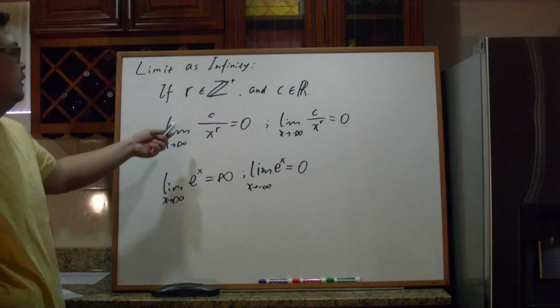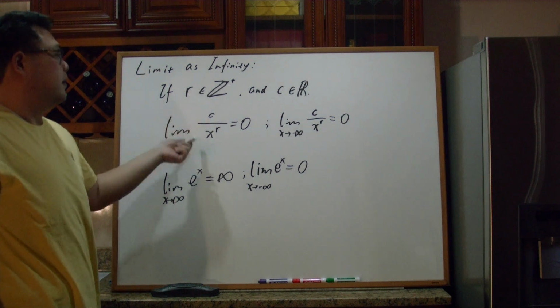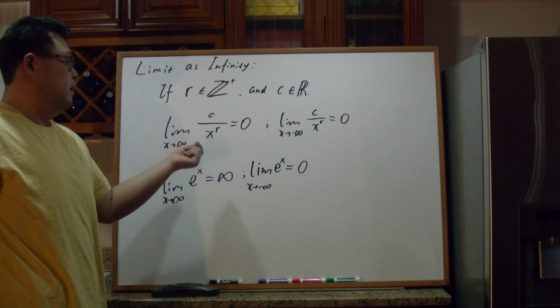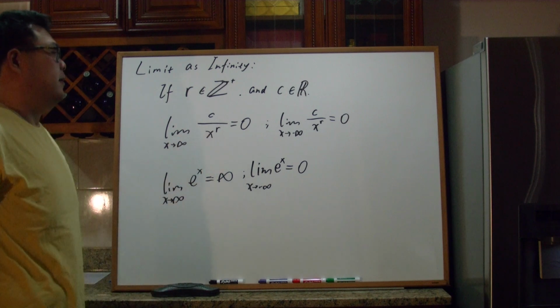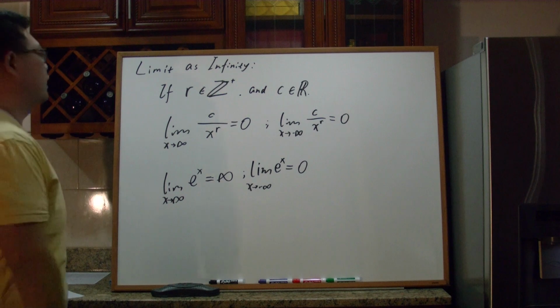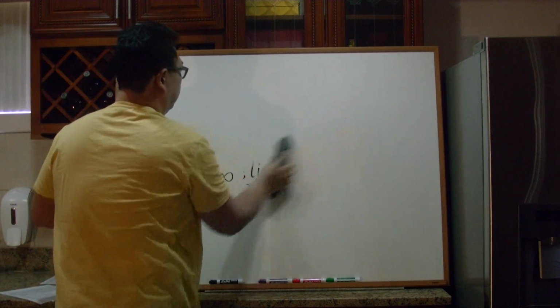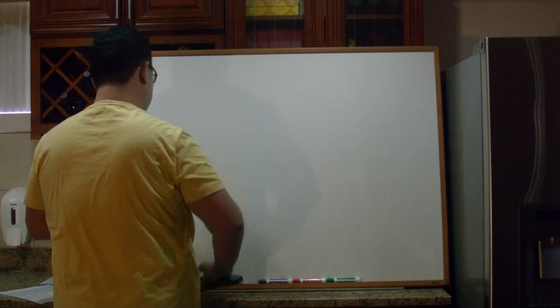If we have a rational expression in the format of something over x to a certain positive power, then we can determine what we will have. And that's the technique for how we do limits at infinity.